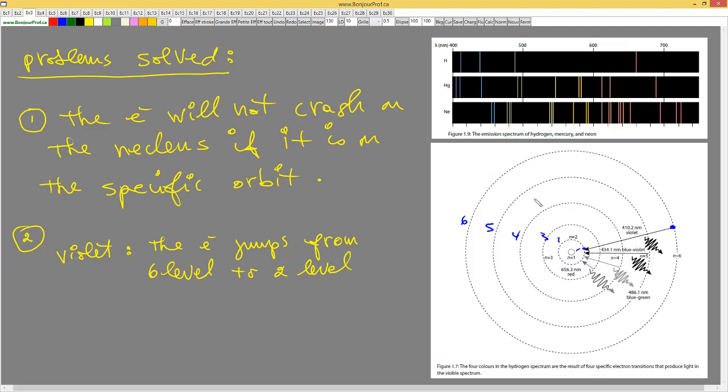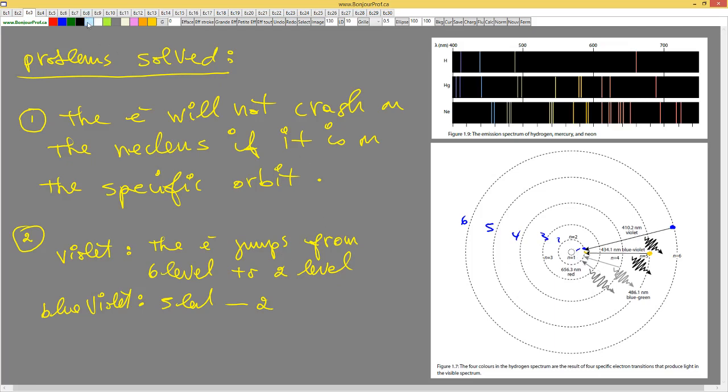Why do we have the other colors? Why do we have blue violet? Blue violet, because the electron will jump from the 5th level to the 2nd level. That's why it is here. Now, why do we have another color, blue-green? Because it is from the 4 to the 2. And why do we have the red? Because it is from the 3 to the 2.